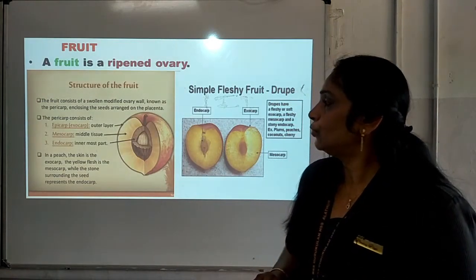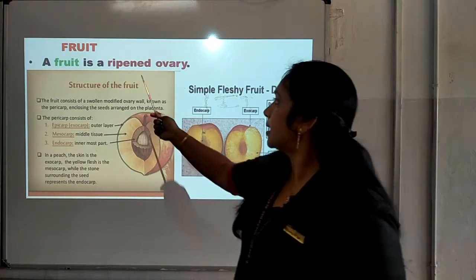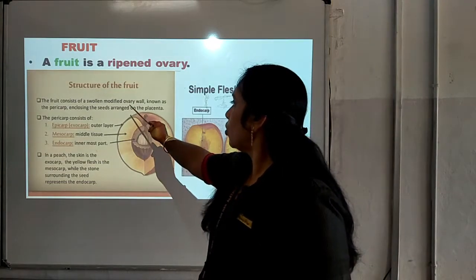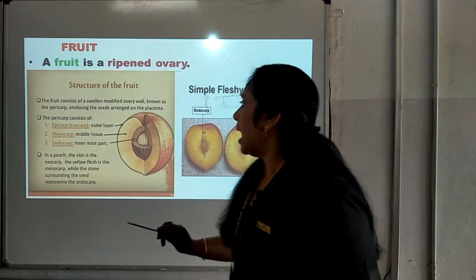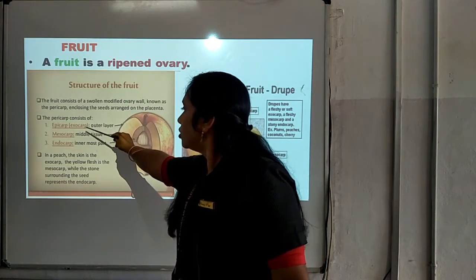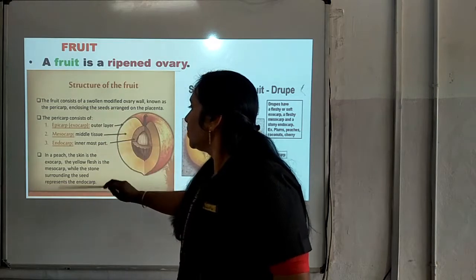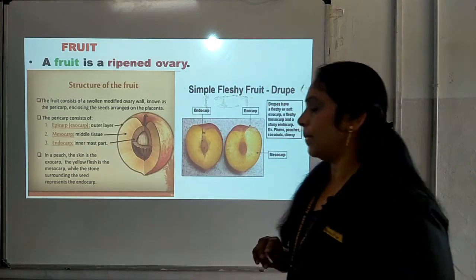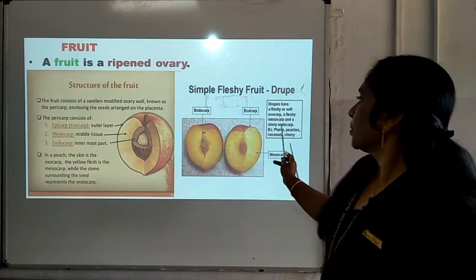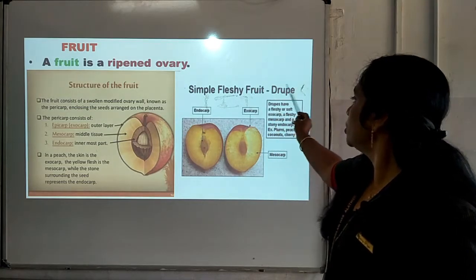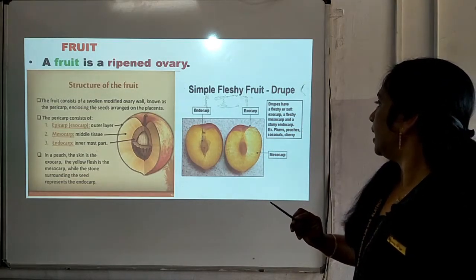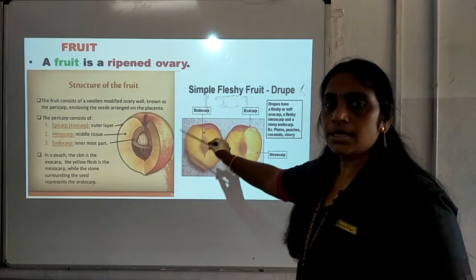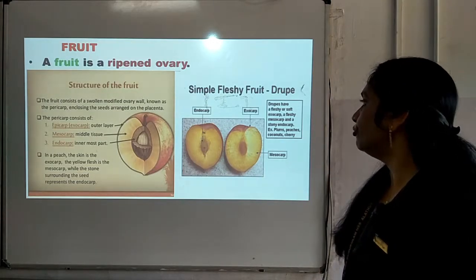Next one is fruit, which we already understood. It is a ripened ovary, and in the structure of fruit we have seen that it has a swollen modified ovary wall known as pericarp, and the pericarp consists of epicarp, which is also known as exocarp, an outer layer, mesocarp, the middle tissue, and endocarp, the innermost part. Based on that we have seen there is a simple fleshy fruit known as drupe. Examples are plum, peach, coconut, cherry; all these are drupes, simple fleshy fruits.